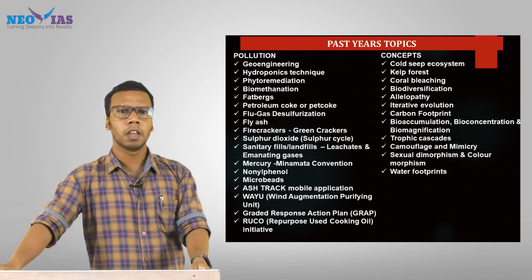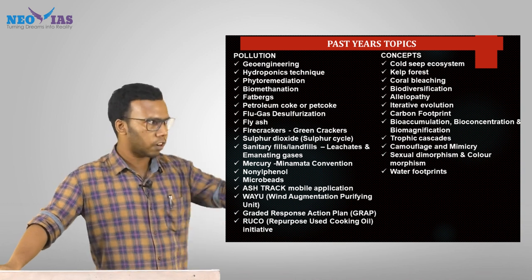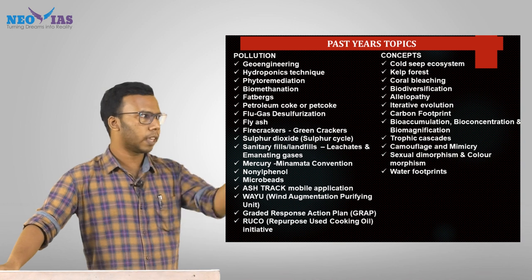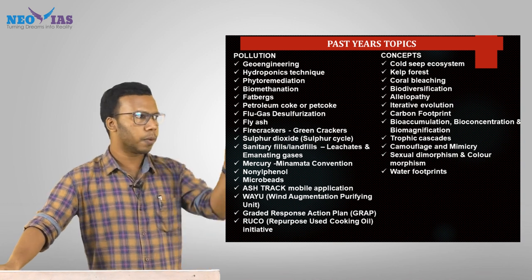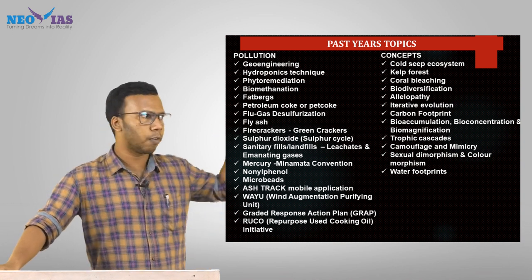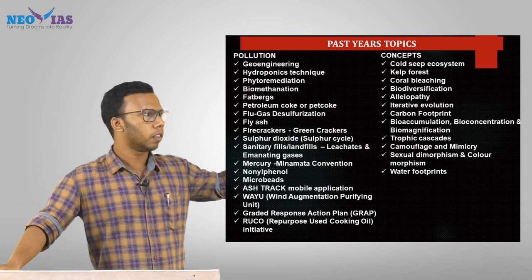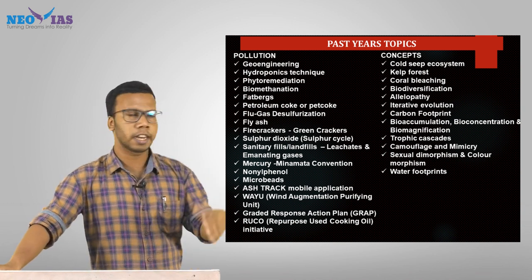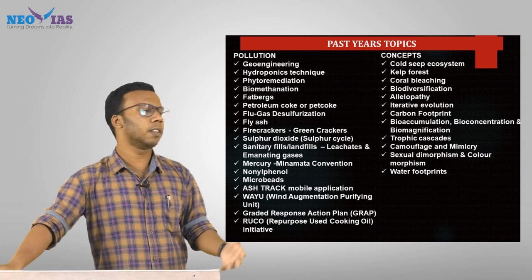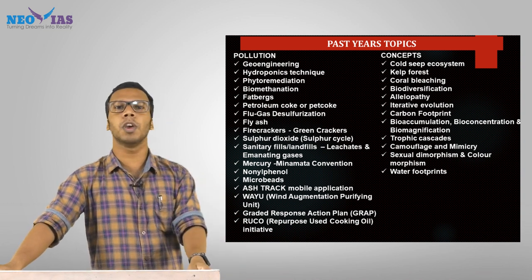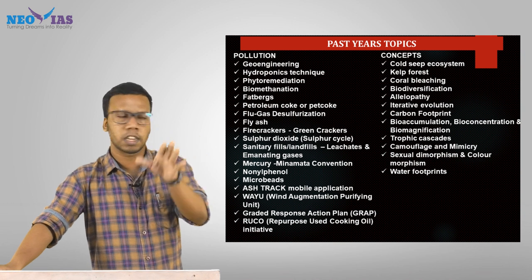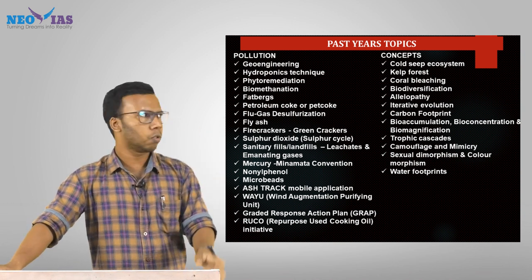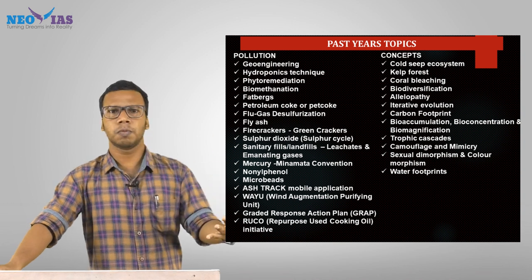Then carbon footprint. Then you need to know about the difference between bioaccumulation, bioconcentration and biomagnification. Then trophic cascade. Then camouflage and mimicry, you need to know the difference between them. Then sexual dimorphism and color morphism. Then water footprints, like the grey water footprint, blue water footprint and green water footprint. So, you need to know about this concept called water footprint and what the types of water footprints are. So, these are the other concepts which were in use.